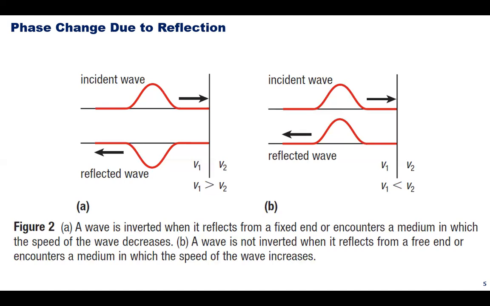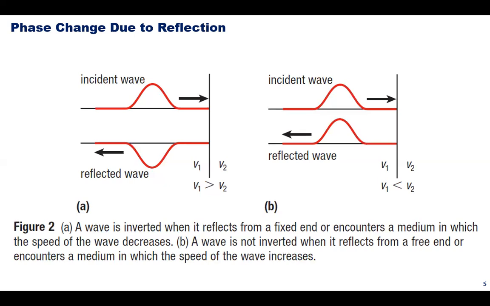You can see this effect for yourself by attaching one end of a spring tightly to a wall, holding the other end of the spring in your hand, and moving your wrist sharply to create a wave. The incident wave travels quickly down the string and hits the wall. The wall pushes against the string with a force that is equal in magnitude and opposite in direction. According to Newton's third law of motion, this causes the wave to be inverted when it's reflected.